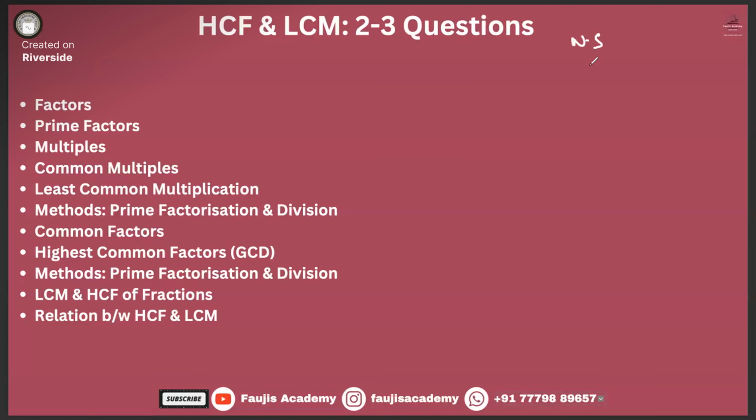We are done with number system and sequence and series yesterday. And today we are starting with LCM and HCF. Two to three questions have been asked as per the book. So the very first thing I wanted you guys to understand is about the factors.